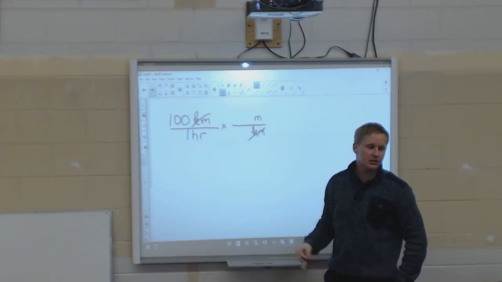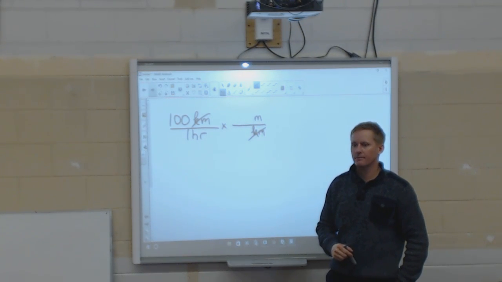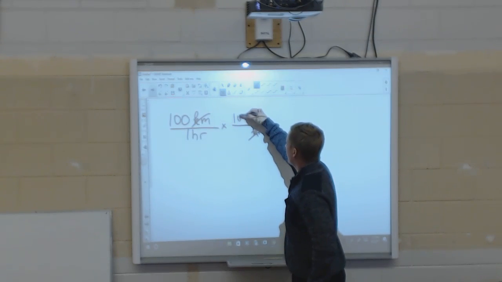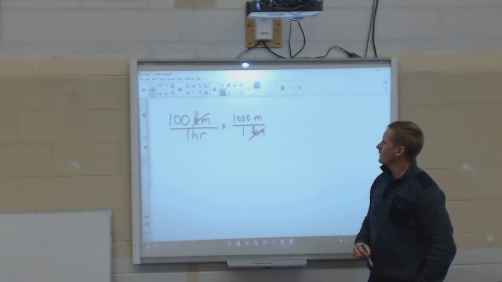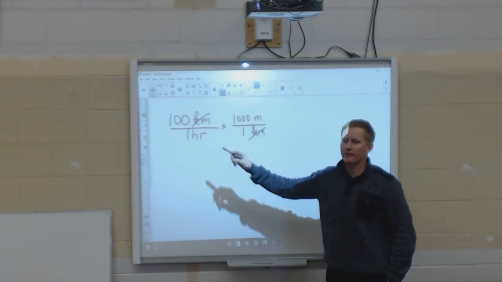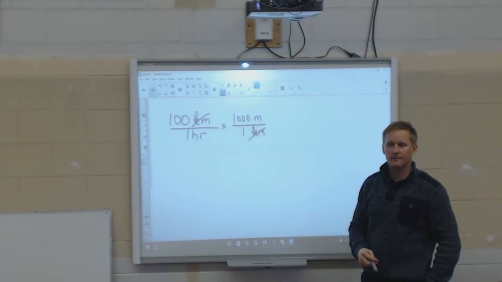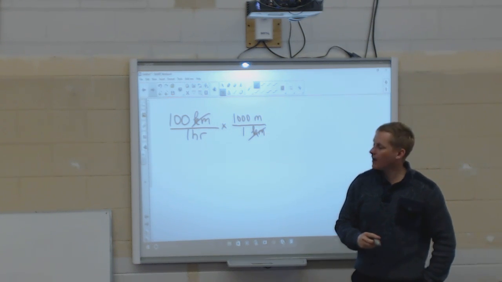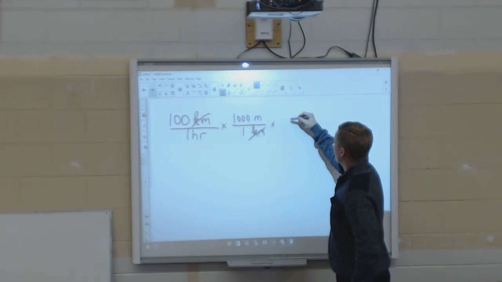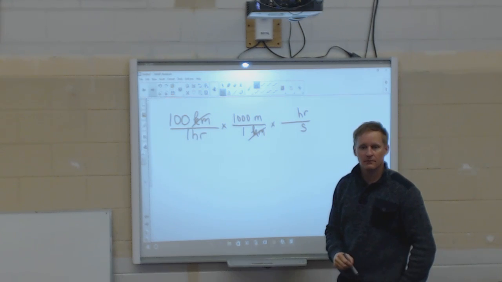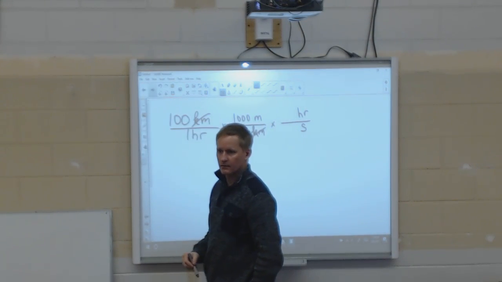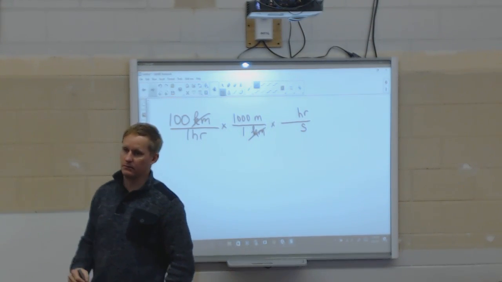What's the ratio of meters to kilometers? 1,000 meters in 1 kilometer. Okay? So now I've got meters, but now what do I have to change? Remember, I want hours to seconds. Do we know the ratio of hours to seconds? 3,600 seconds in an hour. Well, I meant 3,600.